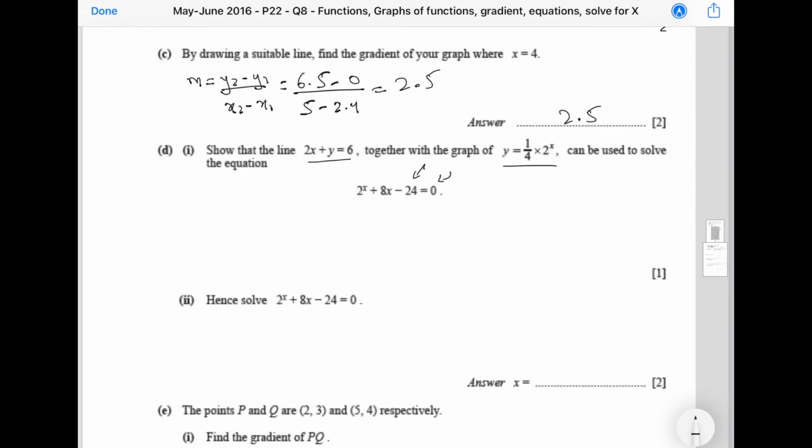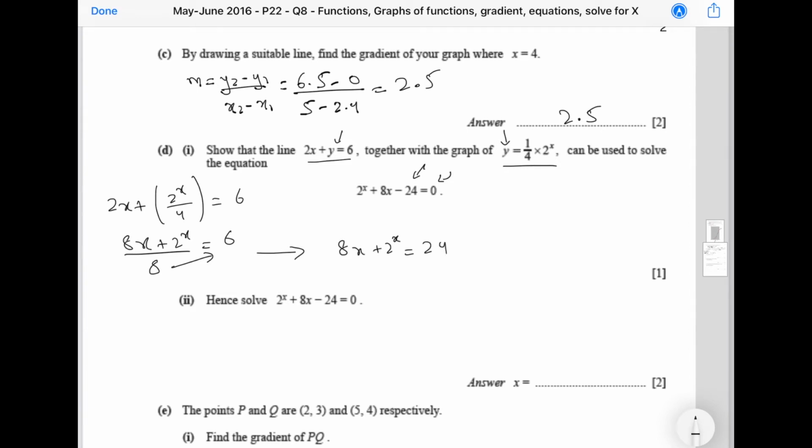Let's do the substitution method. So I plug in the equation of the curve into this y value over here in the straight line. So I do 2x plus the entire equation of the curve, which is going to be 2 to the power of x over 4 equal to 6. Okay, then let's find the LCM. LCM on this side is going to be 8. This is going to be 8x plus 2 to the power of x equal to 6. We cross multiply this and eventually this is what we get. 8x plus 2 to the power of x equal to 24. Then we rearrange this. 2 to the power of x plus 8x minus 24 equal to 0. Hence, we prove this equation is similar to this.